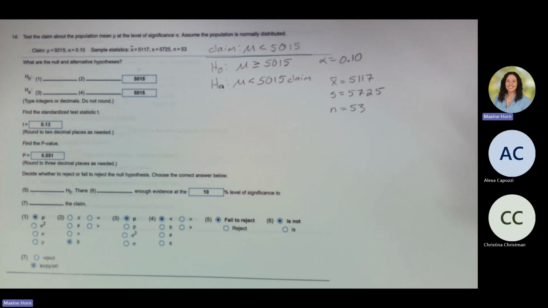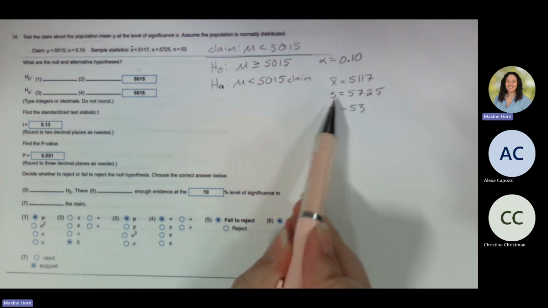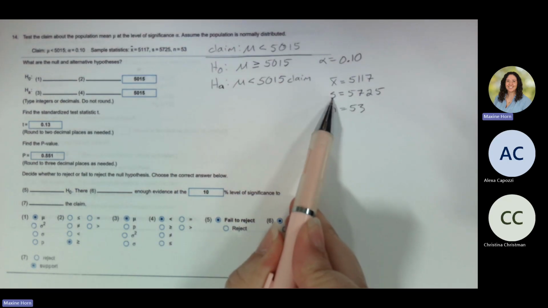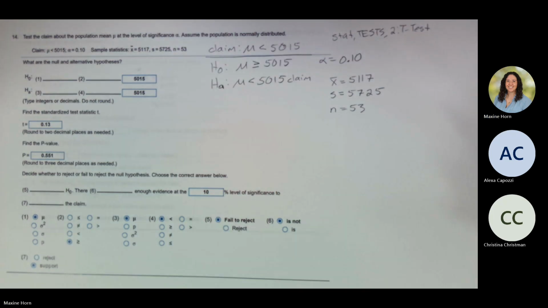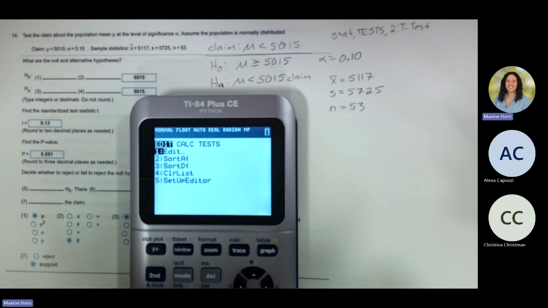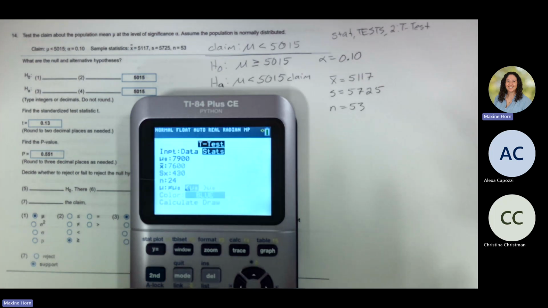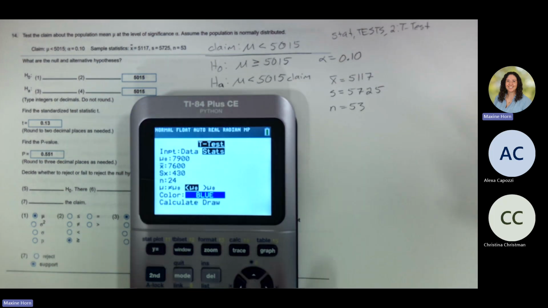Okay, so they didn't tell us which one to use, but we do not have a population standard deviation, so we can't use z. This tells us that we need to use a t-test. So we're going to go stat, tests, and then 2, t-test. Stat, test, 2, t-test, and we're going to plug in what we've got.